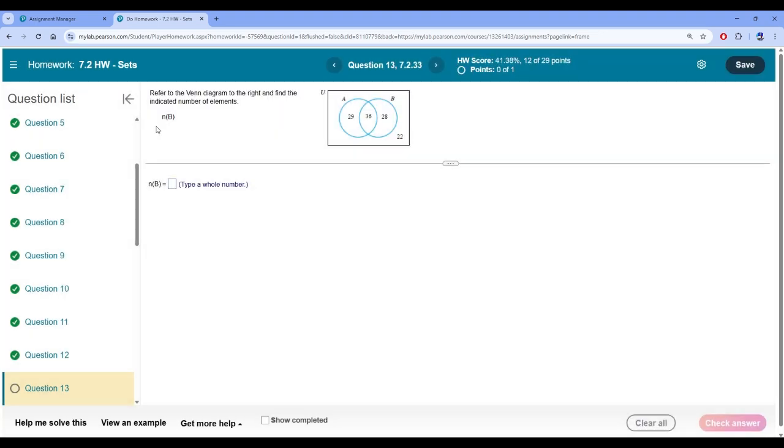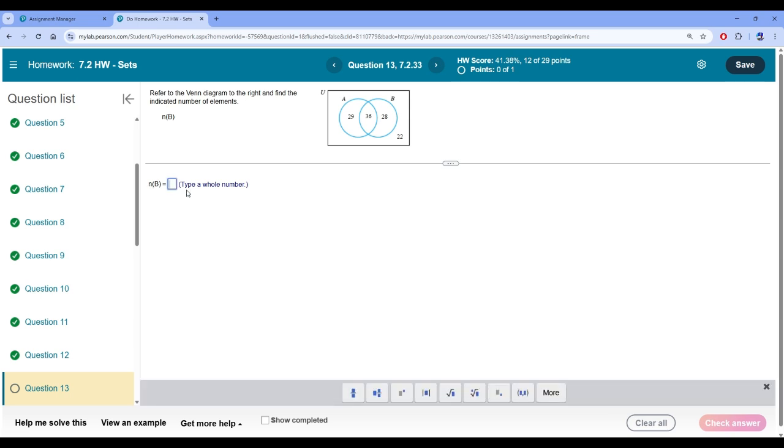Got it. All right, for the Venn diagram to the right, find n of B. So what are the numbers that are possible for B? If you look here, everything in B should be 36 and 28. So 36 and 28.